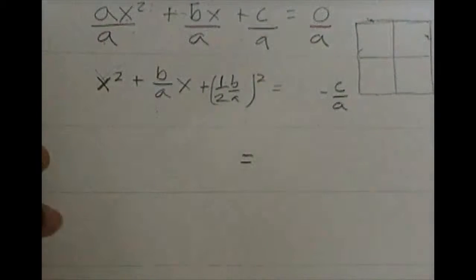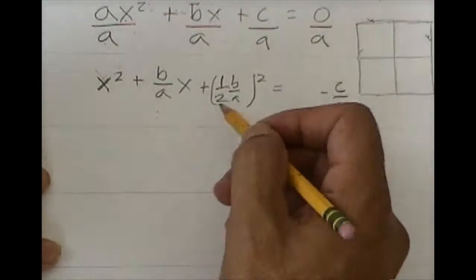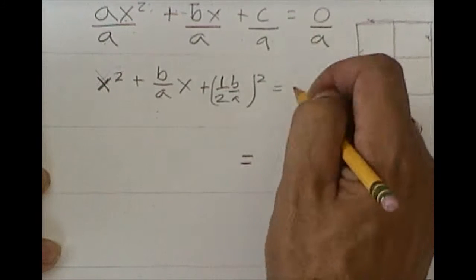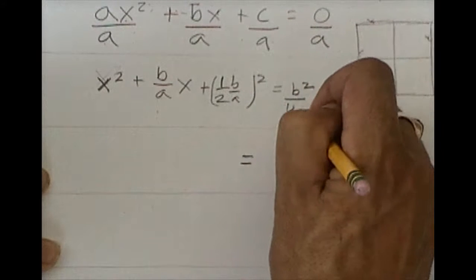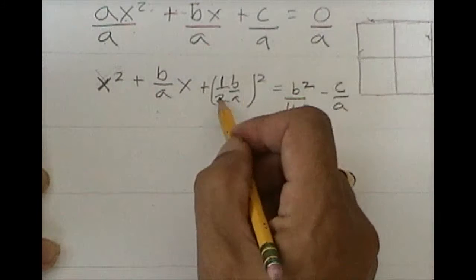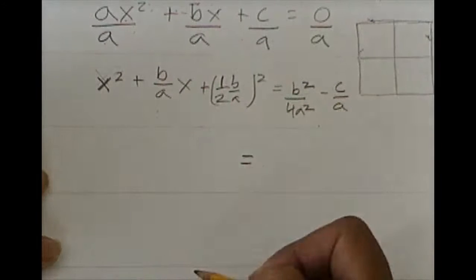So now I'm going to do a little more math where I just square everybody over here. So let's see here. If I do this, then I have b squared over 4a squared. Right? 2 times 2, square that. Okay, so I added the same on both sides. I'm going to rewrite this.